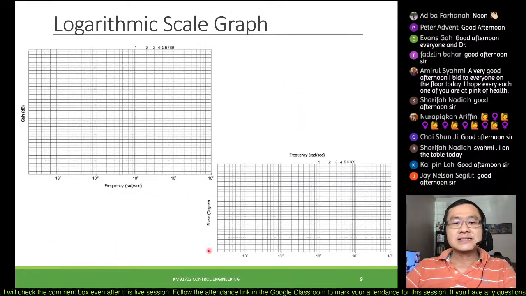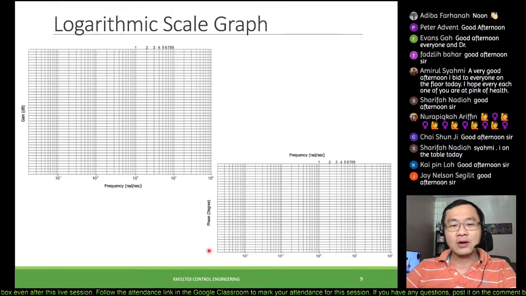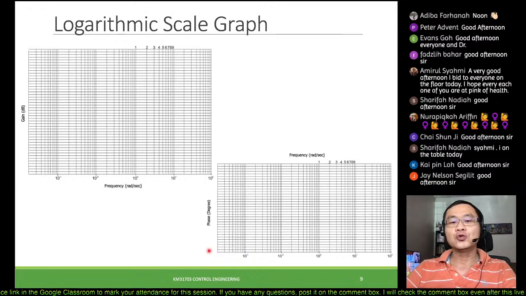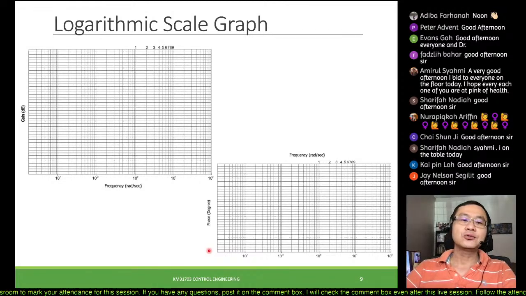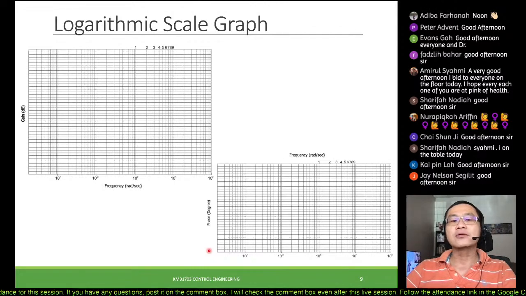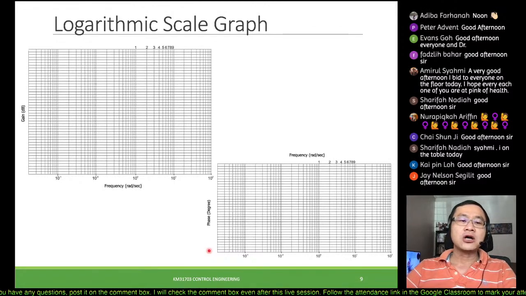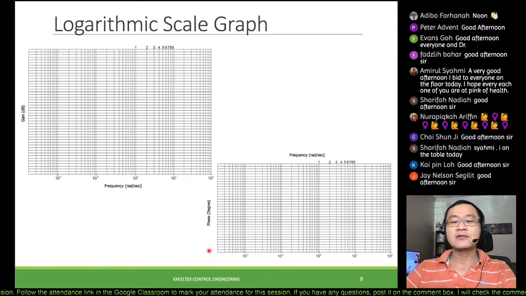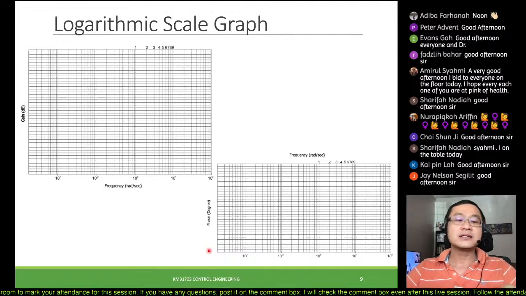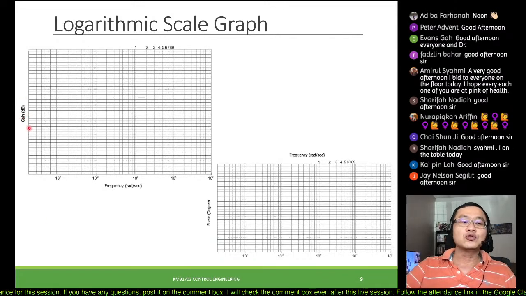So this is the two logarithmic scale graph that you may need to use when you try to solve for this plot diagram. Later on I will upload the PDF of this blank logarithmic scale graph, so that you can get familiar with it when you do your practice. You can see that we may want to plot for this particular graph itself.